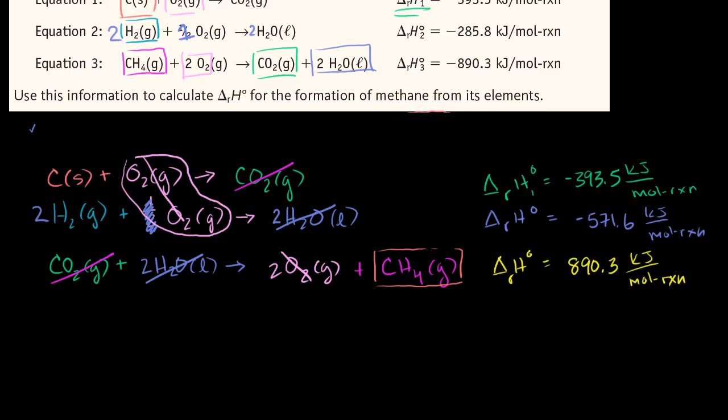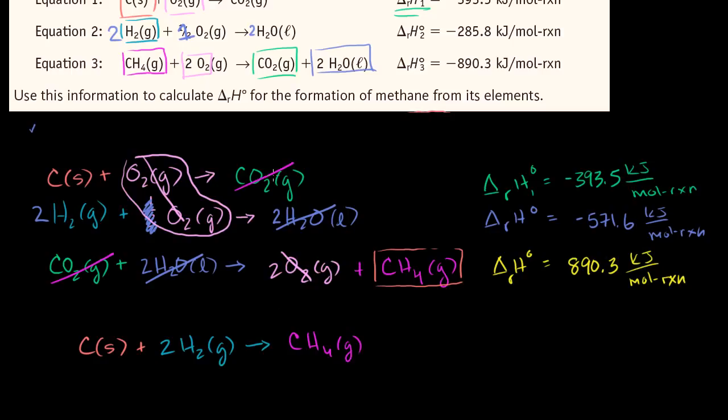So what are we left with in the reaction? Well, we have solid carbon as graphite, plus 2 molecules of molecular hydrogen gas, yielding, all we have left on the product side, some methane. So it is true that the sum of these reactions is exactly what we want. All we have left is the methane in the gaseous form.